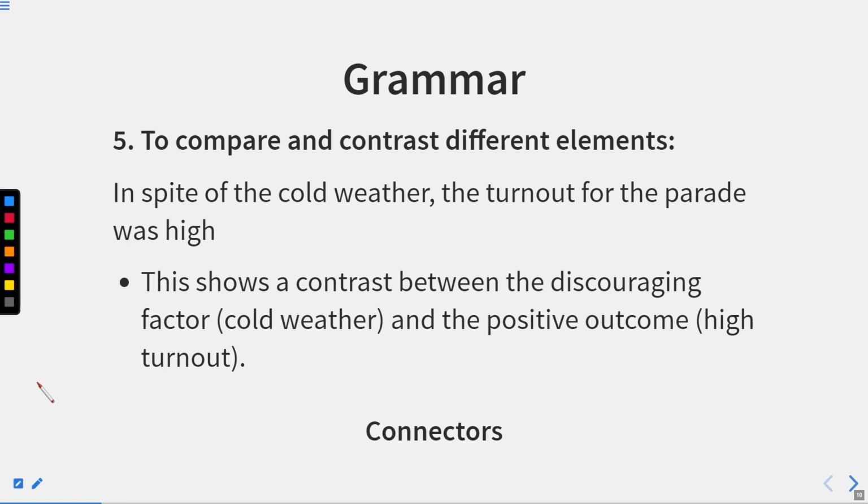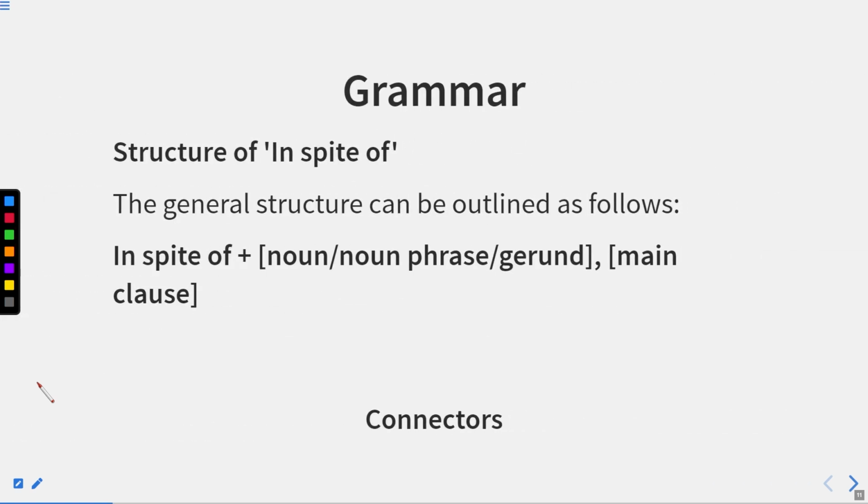This shows a contrast between the discouraging factor, that is cold weather, and the positive outcome, that is high turnout. So here positive and negative are together, and we are using in spite of just to show that adverse condition. Now let us move to the next one. Structure of in spite of. The general structure can be outlined as follows. First of all, we have in spite of, after that a noun or noun phrase or gerund.